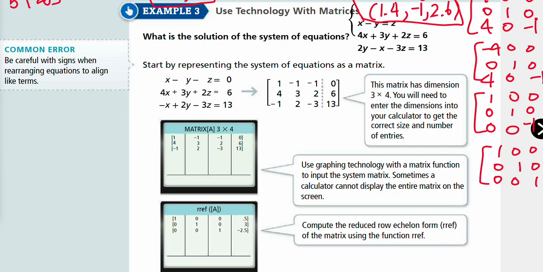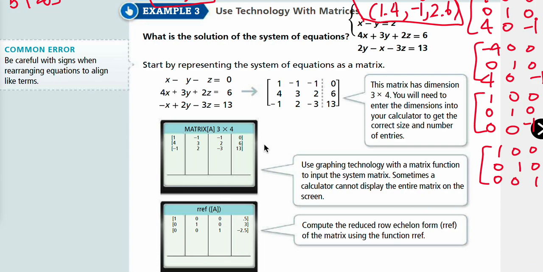Okay, let's continue with example 3. In example 3, we will use technology with matrices. So in the textbook, we will learn how to use the graphing calculator. If you don't have a graphing calculator, right now on the screen, I will use desmos.com for this one as well. But for standardized tests such as SATs and ACTs, you need to have a graphing calculator.